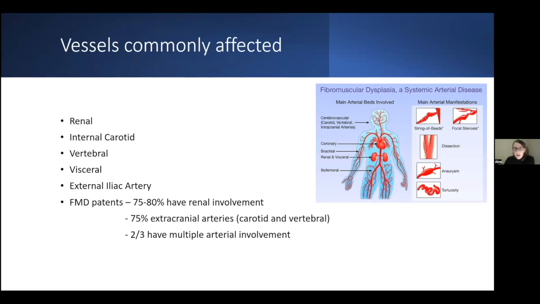FMD patients stereotypically and more commonly have renal involvement at about 80%. 75% of patients can have extracranial artery involvement, so the blood vessels going to your brain, like your carotid vessels or your vertebral vessels in the back of your brain. 2/3 of patients will have involvement in more than one arterial bed.